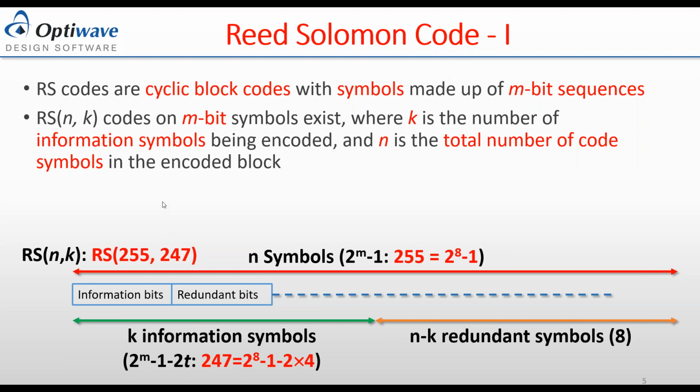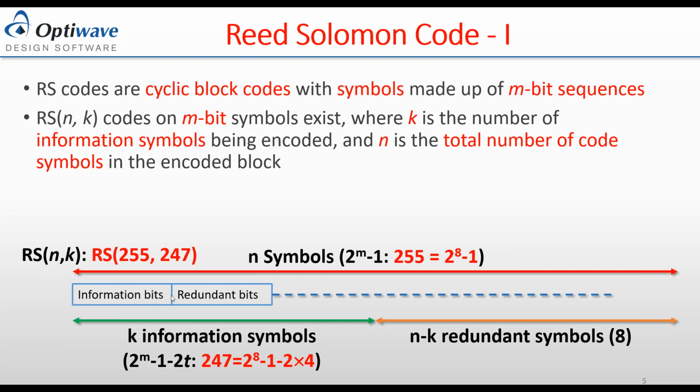And typically, for example, there are different types of Reed-Solomon codes. Some of them are like 255, 247. So if N is 255, you have a total of 255 code symbols and 247 information symbols. Now, the difference between them is eight symbols, which is basically redundant symbols added into the code.